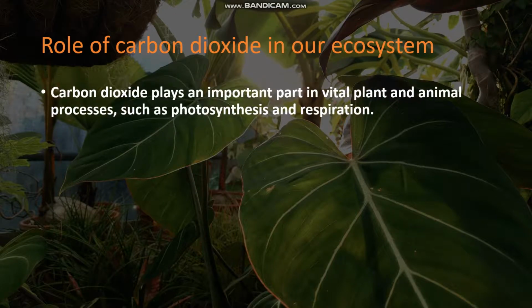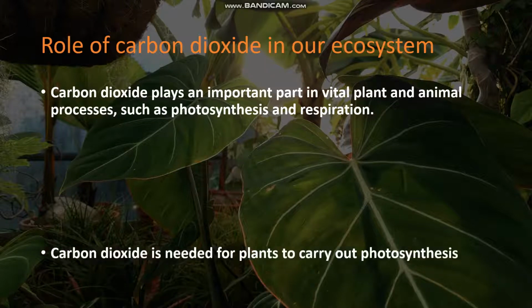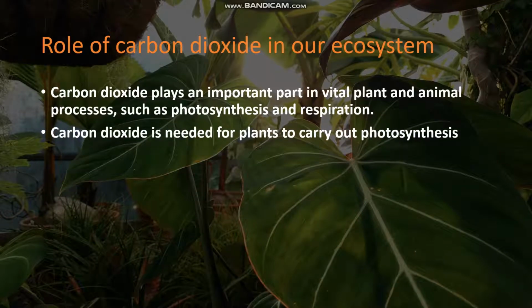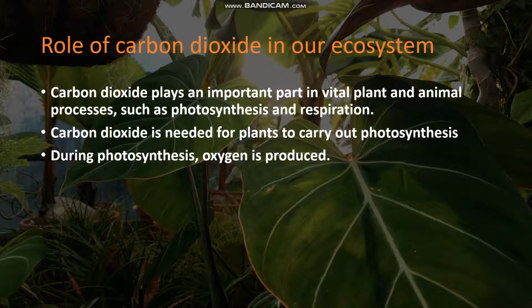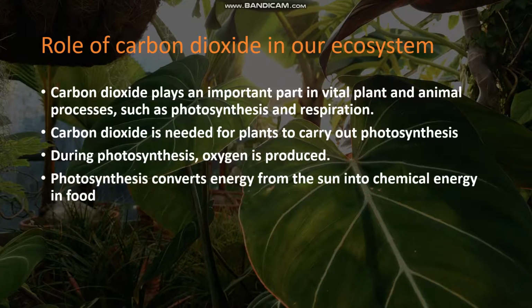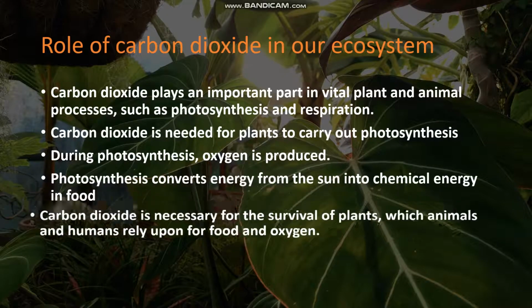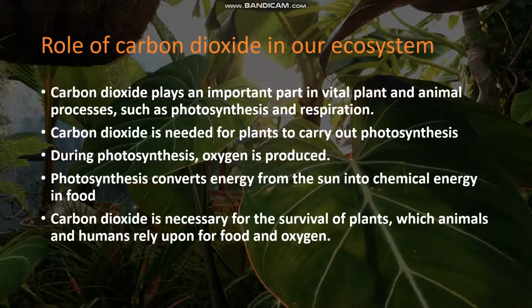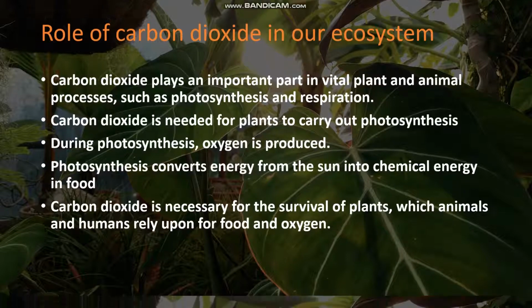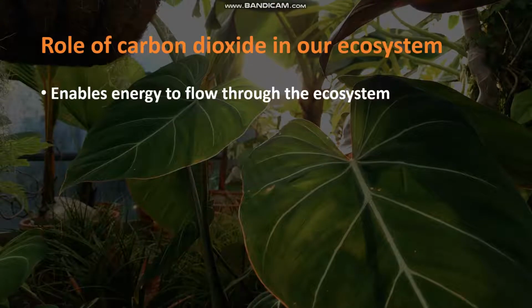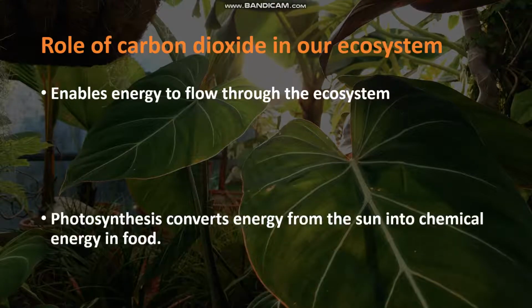Carbon dioxide plays an important part in vital plant and animal processes such as photosynthesis and respiration. Carbon dioxide is needed for plants to carry out photosynthesis, which produces oxygen. The oxygen is then later taken in by animals for respiration. Photosynthesis converts energy from the sun into chemical energy in food. In other words, carbon dioxide is necessary for the survival of plants, which animals and humans rely upon for food and oxygen. Moreover, carbon dioxide enables energy to flow through the ecosystem.